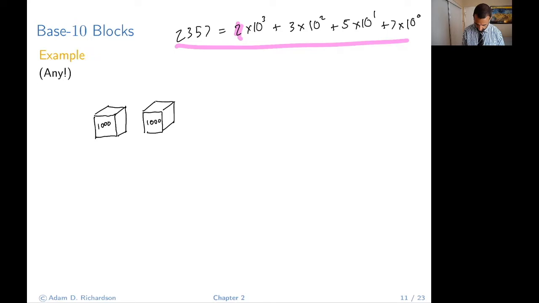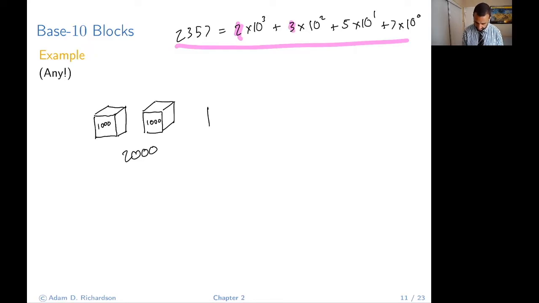Okay, so this is the quantity 2,000. Or if you wanted, you could view it as 2 times 10 cubed. Incidentally, that's why we call it cubed when you have a power of 3, because it basically is a three-dimensional object, and we use cubes a lot of times to measure three-dimensional objects. Okay, so we've got the thousands taken care of. Now let's move over to our 300s.